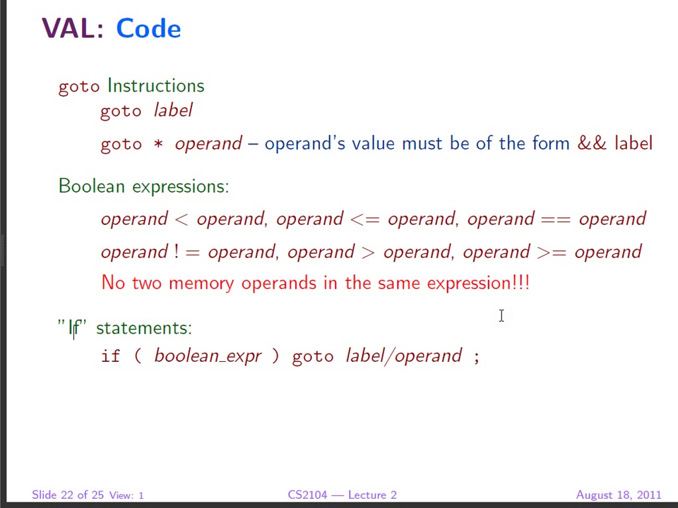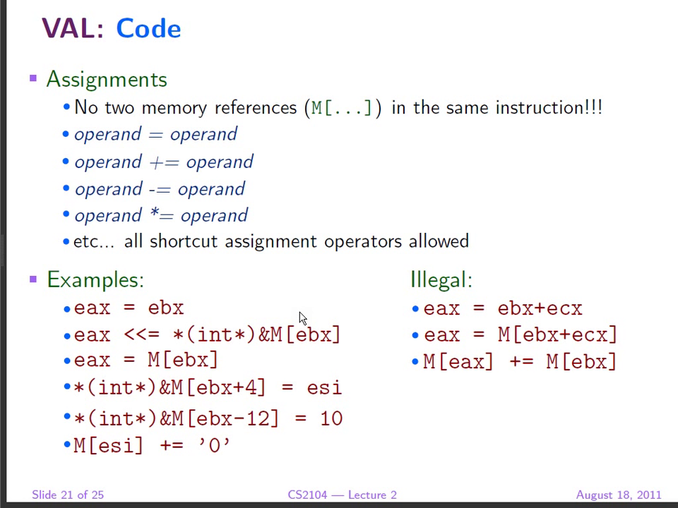Go-to instructions are allowed, both kinds: fixed label and computed go-to. And this must be an operand, and we can go to a computed operand. Remember, most likely, these will be array elements containing addresses of labels. Boolean expressions. All the Boolean expressions are allowed, but we don't allow two memory operands in the same expression. Not here, and actually not here either. No two memory references in the same expression. So we were saying that this is illegal.